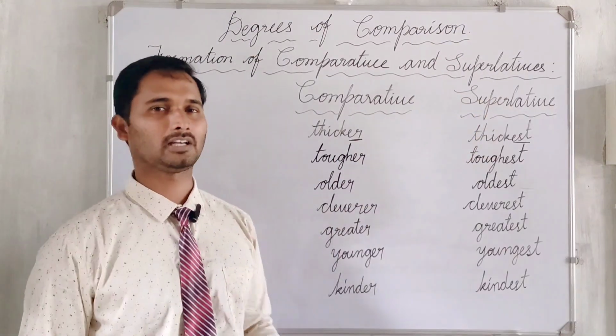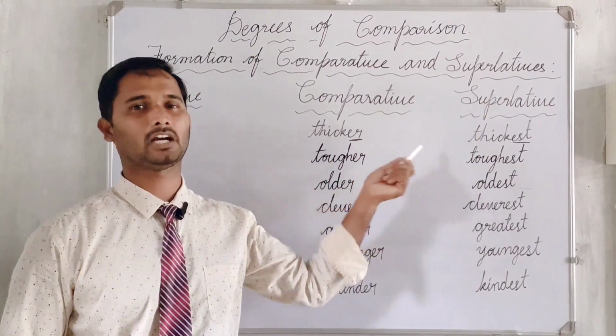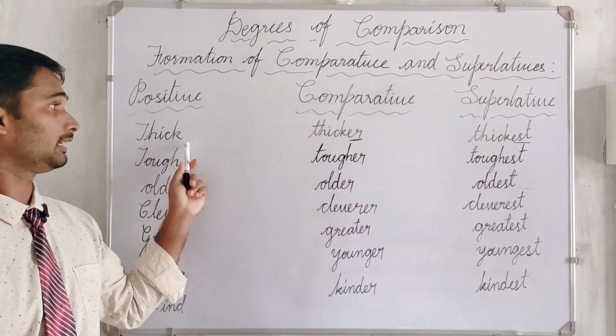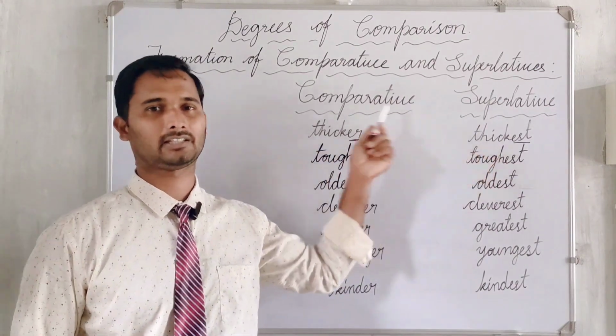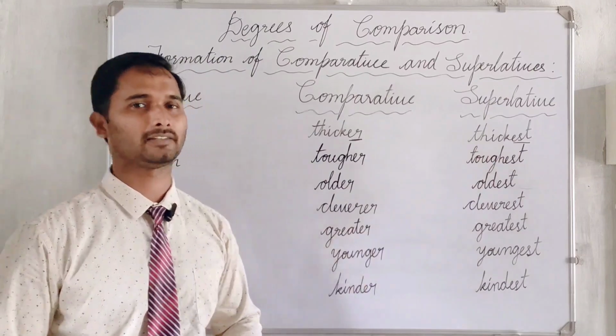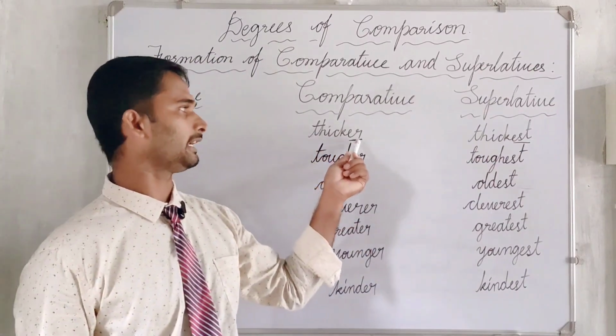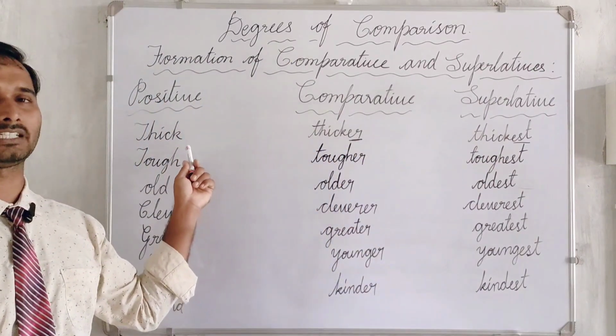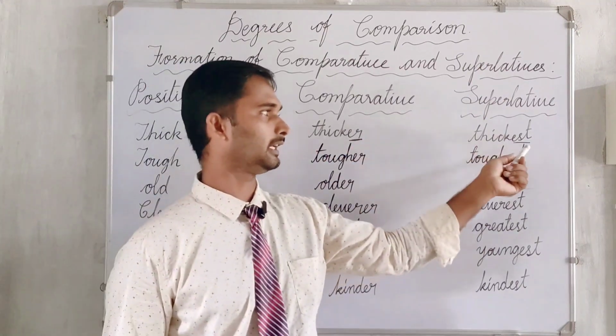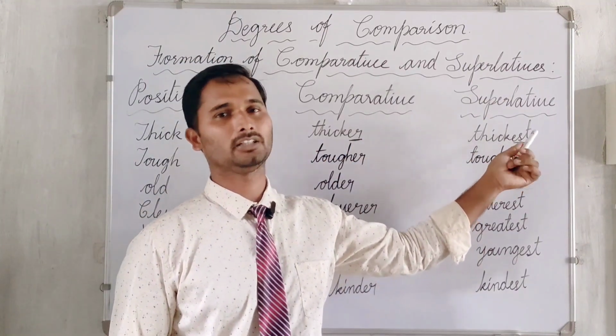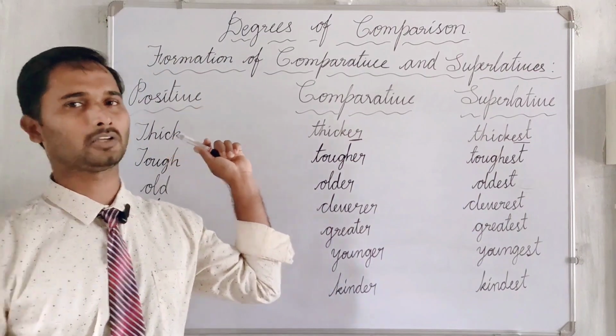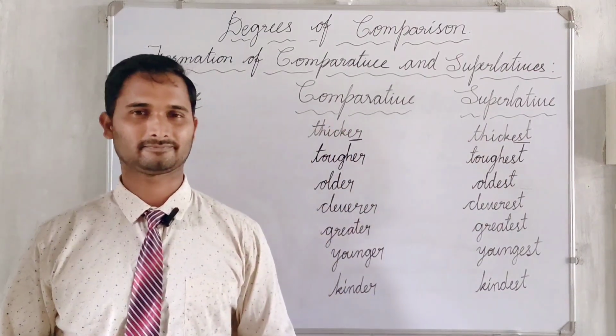Let us learn some examples of the comparative and the superlative, how they are formed. Here are some examples. Thick, thicker and the thickest. Positive, comparative and the superlative. The comparative is formed by adding er to the base form of the adjective, the positive form. And the superlative is formed by adding est to the base form or the positive form of the adjective.